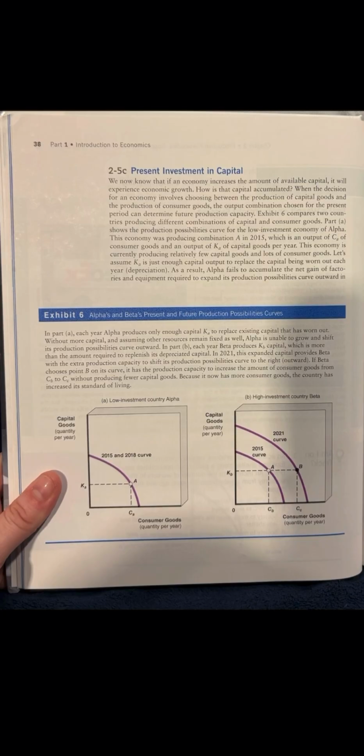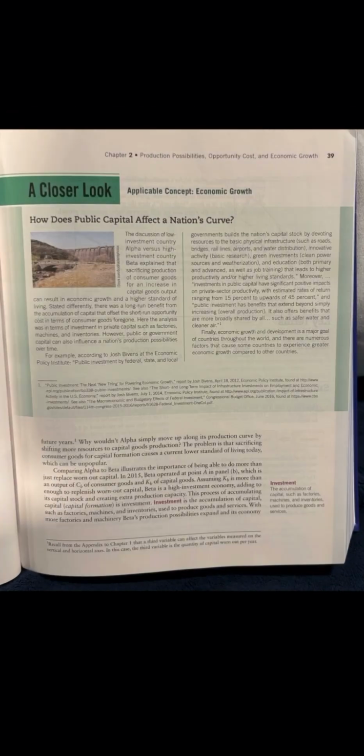In Part B, each year Beta produces capital KB, which is more than the amount required to replenish its depreciated capital. In 2021, this expanded capital provides Beta with extra production capability to shift its production possibilities curve to the right, outward. If Beta chooses point C on its curve, it has the capacity to increase the amount of consumer goods from CB to CC without producing fewer capital goods. Because it now has more consumer goods, the country has increased its standard of living.